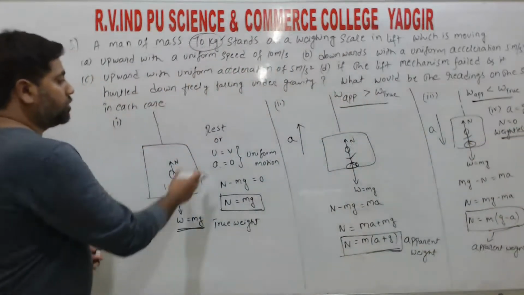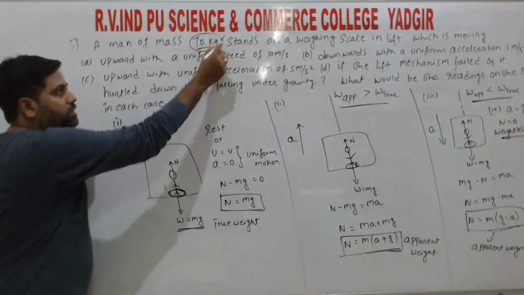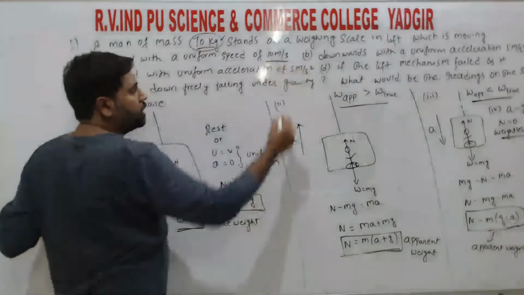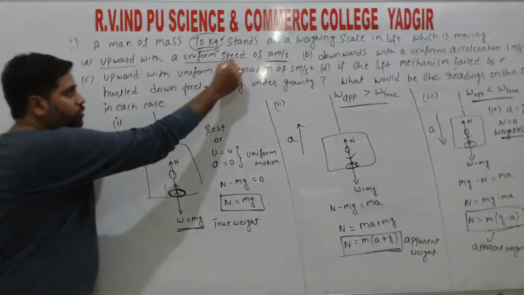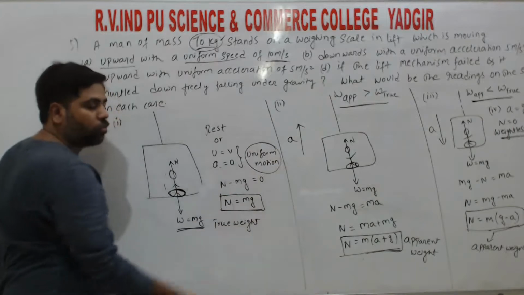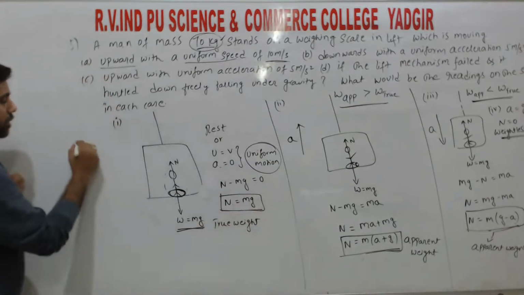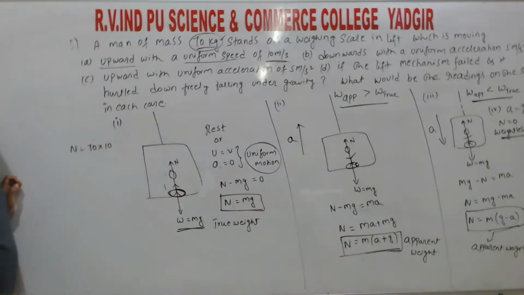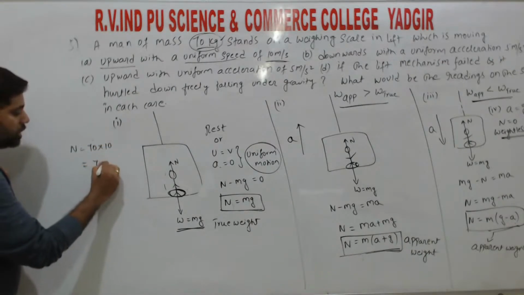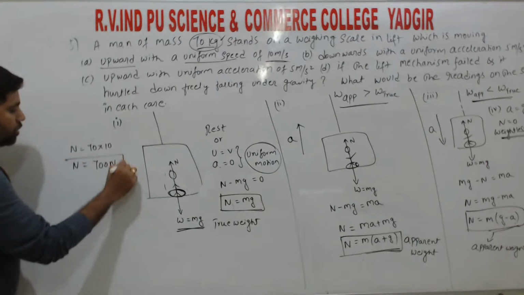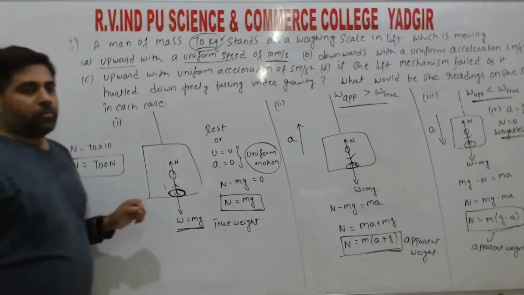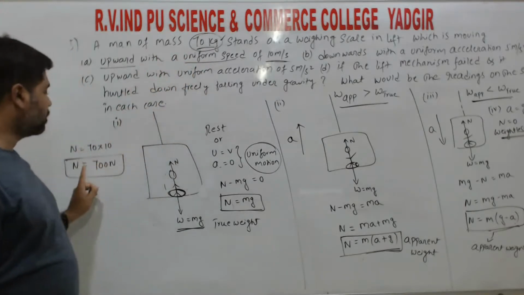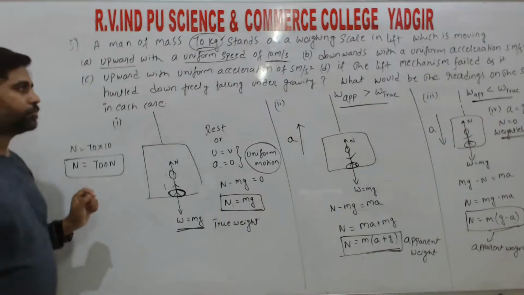So now the same here, they ask mass is 70 kg. So first problem, upward with a uniform speed 10 meter per second. So uniform speed means uniform motion, right? So substituting here we get N is equals to 70 into 10, or 9.8, right? That is 700 Newton. So for the first case, if they ask for rest also, we get the same answer, right?